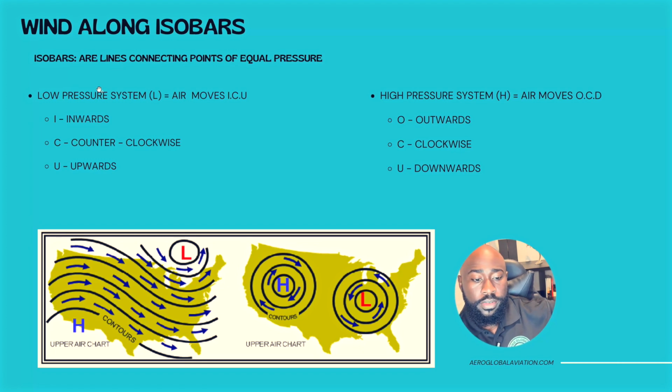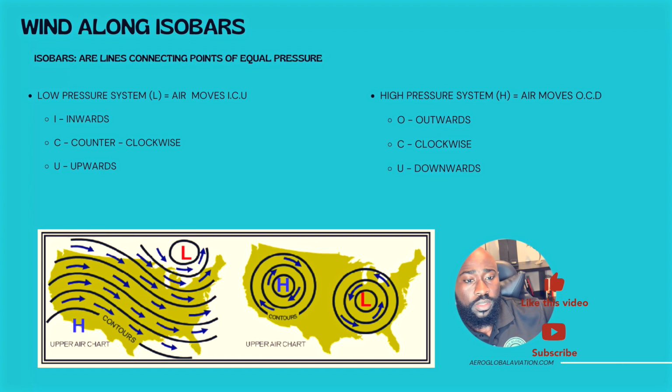Then we have different types of pressure systems, represented by the H and the L. The L is a low pressure system, which is typically depicted with a red color. The H is a high pressure system, which is typically depicted by a blue H on the chart. It's important for you to understand how the pressure systems affect the movement of air.